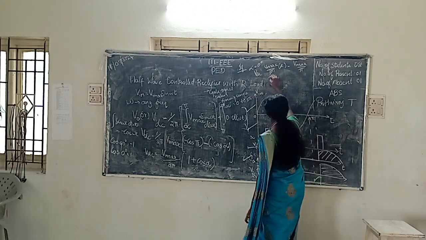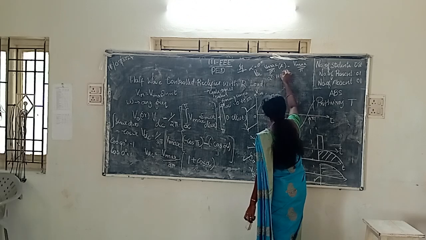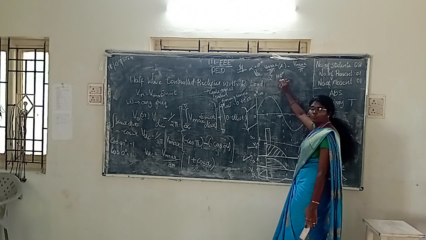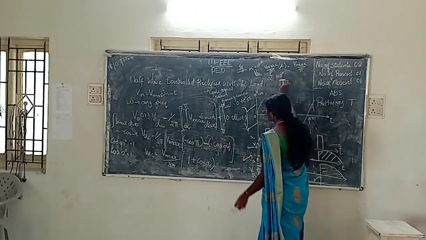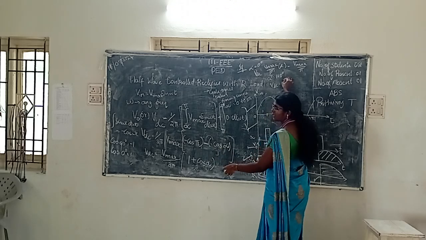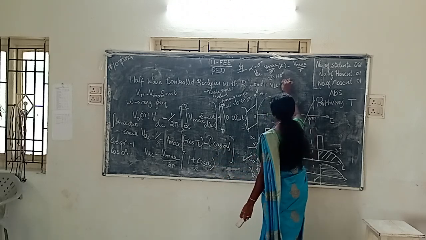If I substitute alpha as 180 degree, then cos 180 is minus 1, so VDC becomes V max by 2 pi into 1 minus 1. So it will become 0.